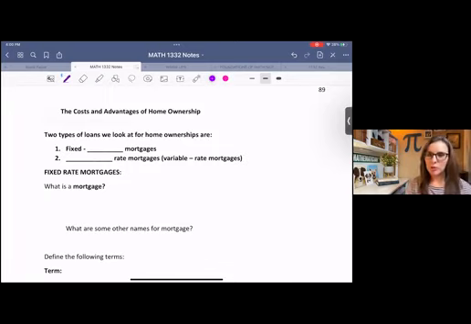So there's two types of loans we're going to talk about for home ownership, and those are fixed rate mortgages and adjustable rate mortgages, or variable rate, depending.